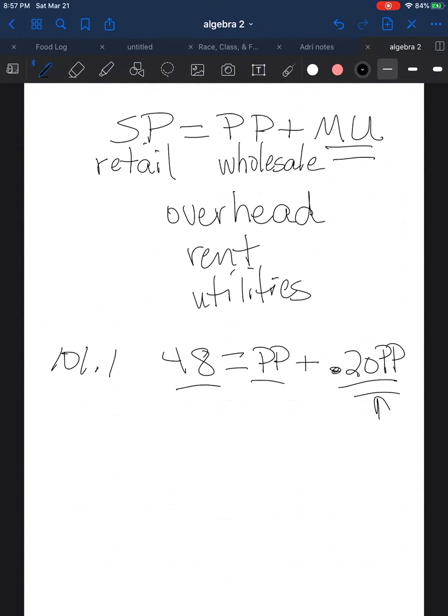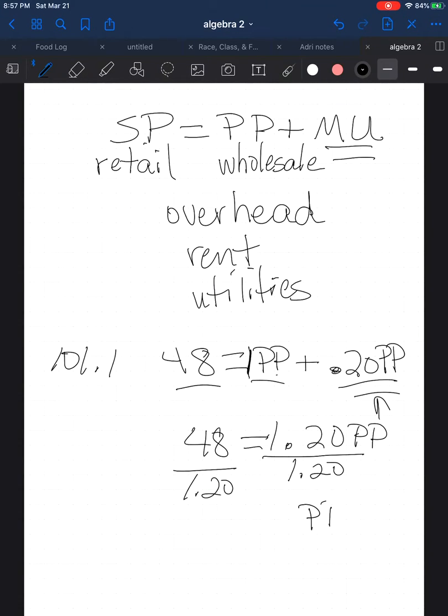The markup will not always be a percentage of the purchase price. Sometimes it can be a percentage of the selling price. You'll just have to read that in the problem. So now we can work this problem, because remember, if there's no number in front of this PP, it's understood to be a 1. So 1 PP plus 0.20 PP is 1.20 PP, and that's equal to $48. So then how do we solve this? We divide both sides by 1.20.